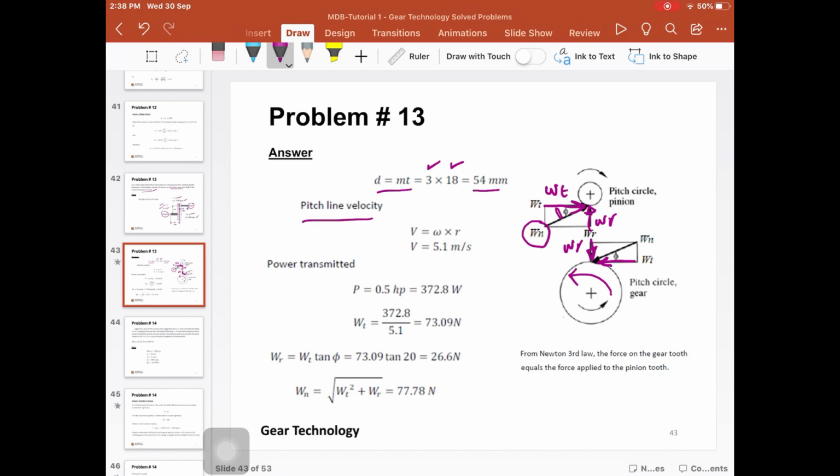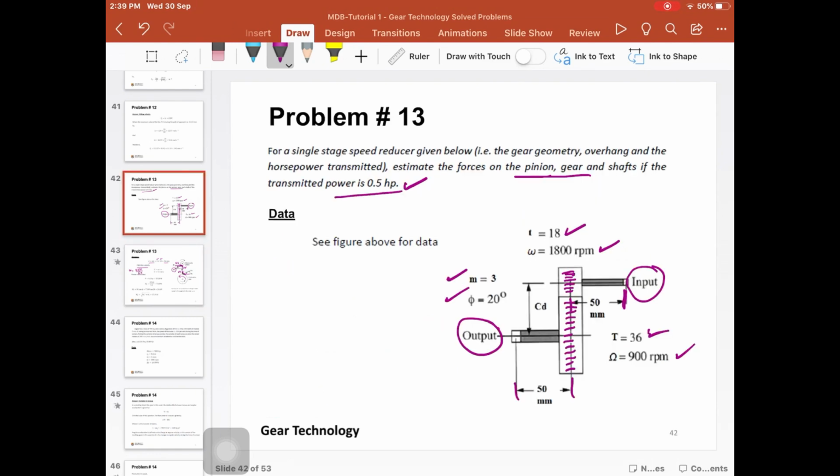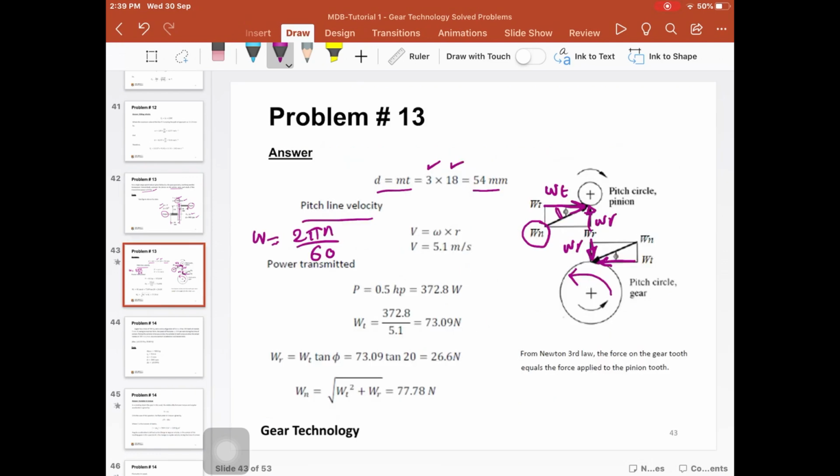the pinion. So the pitch line velocity is omega multiplied by r, where omega here is 2 pi times n over 60. And here in this case n is 1800. And then the r here is this value divided by 2. Okay, but we have to convert this value into meters, because we want this in meters per second, right? So using the power transmitted, we can calculate the tangential force.